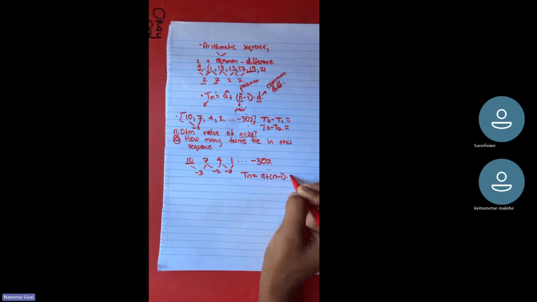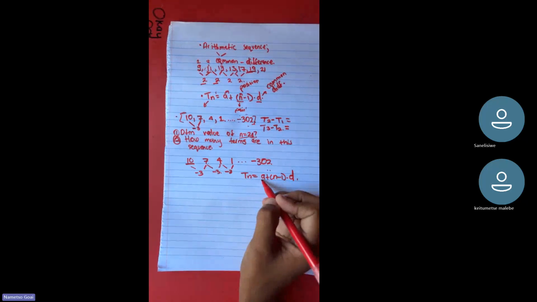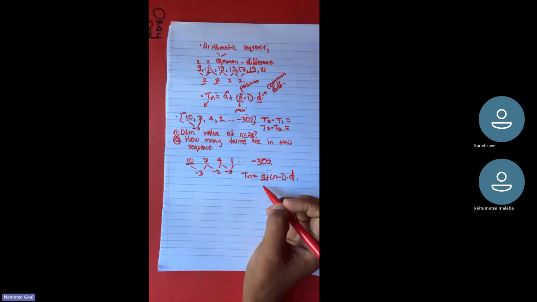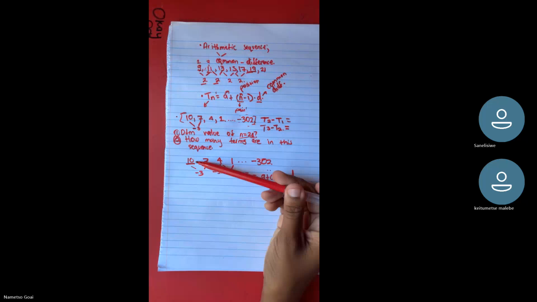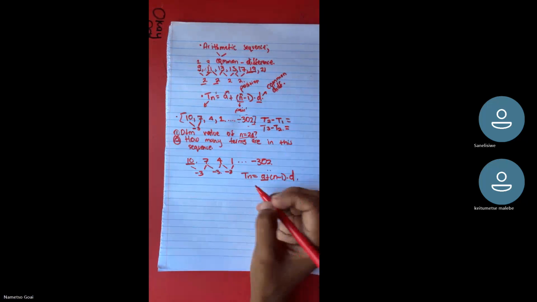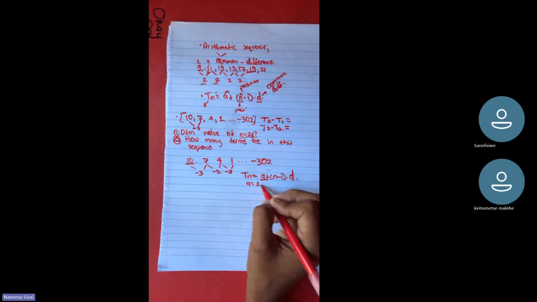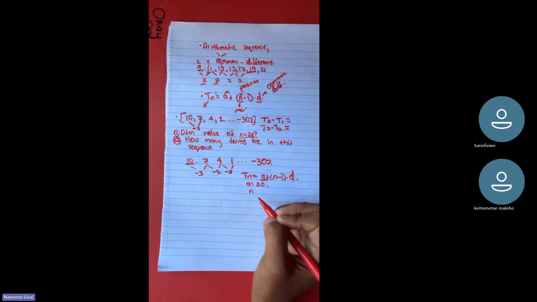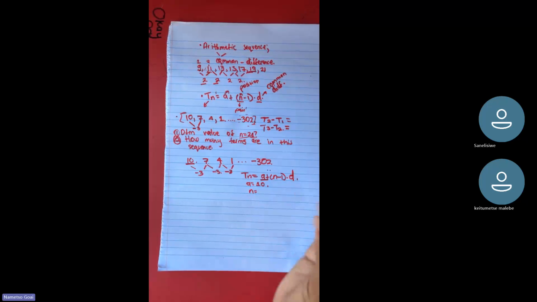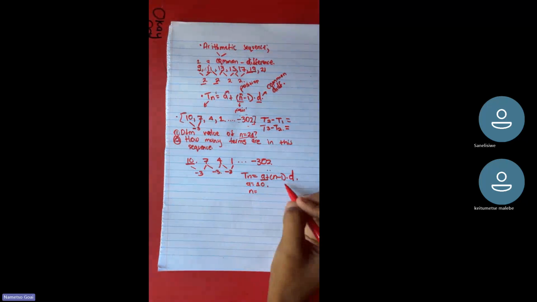Okay, so which means, remember, for an arithmetic sequence, our general formula has to take the form a plus (n minus 1) multiplied by d. What is our a in this case? It's this one, right? So our a will be 10. What is our n? Wait, before even our n, what is our d?